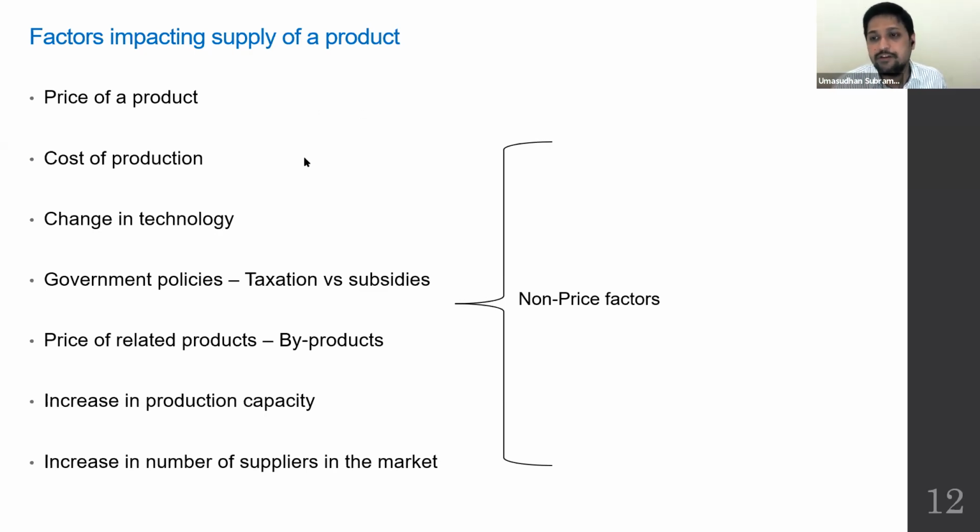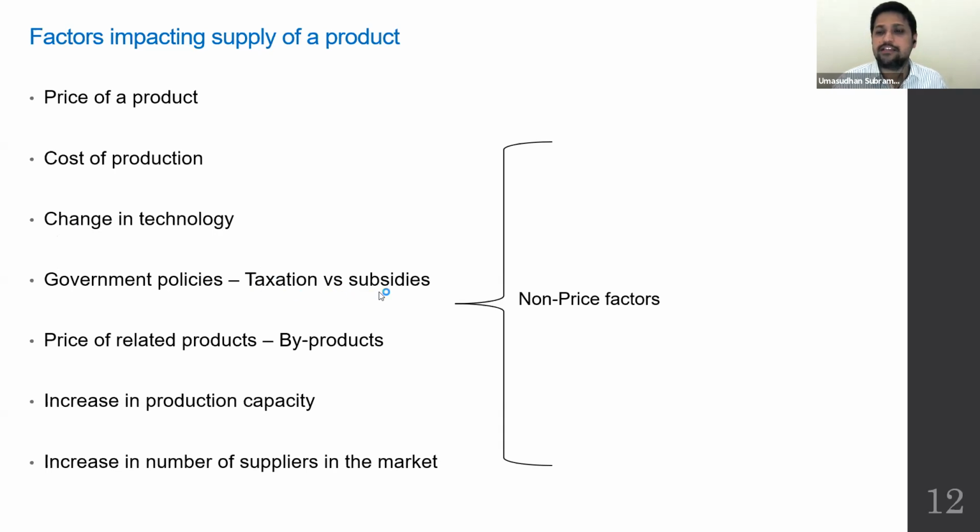Cost of production. If the cost of production increases, what do you think will happen to your supply? Higher the cost of production, what do you think is going to happen to your supply? Your supply is actually going to drop. Why is the supply going to drop? Because the profits are going to be lower with higher cost of production, so sellers are demotivated to produce more. So higher the cost of production, lower the supply; lower the cost of production, higher the supply. Change in technology. Positive change will increase the supply, negative change will decrease the supply.